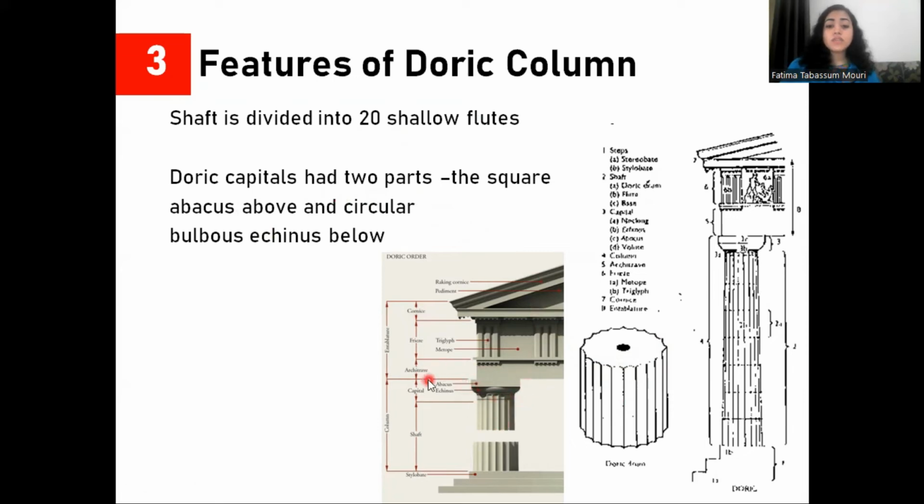The Doric capital had two parts. One is the abacus, which is the rectangular part. You can see it here as well. And the lower part is the bulbous echinus.